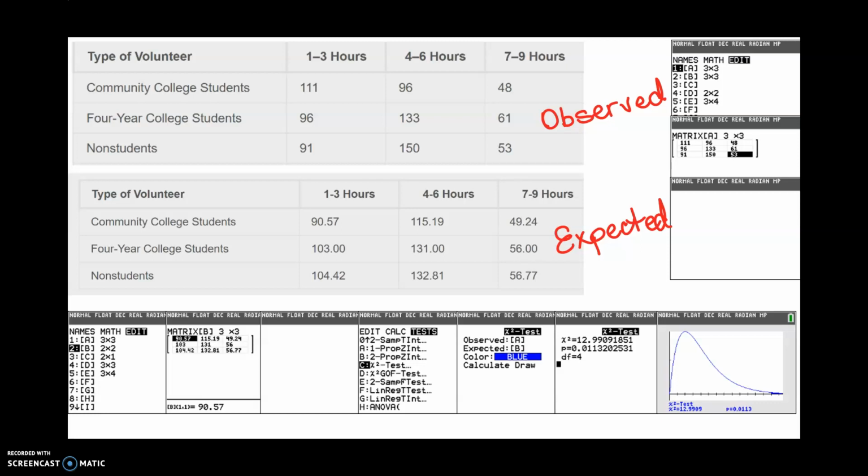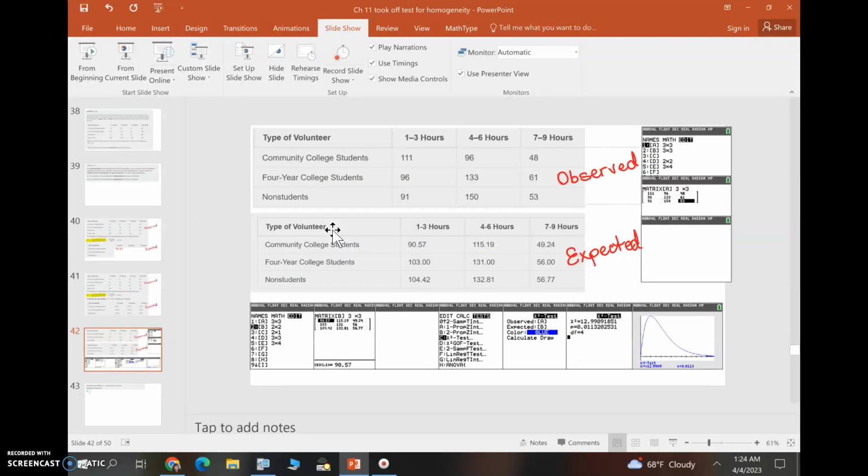Like things that had rows and columns in them. So let me remind you of how you're going to do this. First off, we're going to put these values in matrix A, and we're going to put these values in matrix B, sorry. So let me show you how we're going to do that.